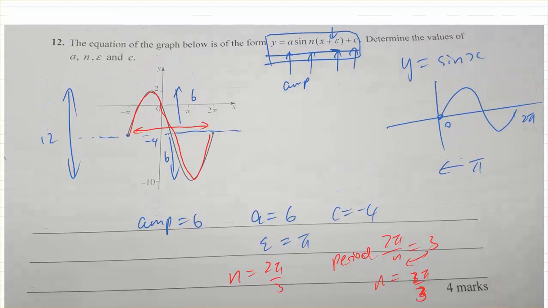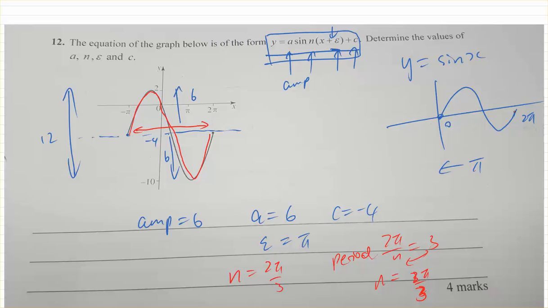As long as you systematically work out these transformations, you can easily work out what a, n, e, and c equal.